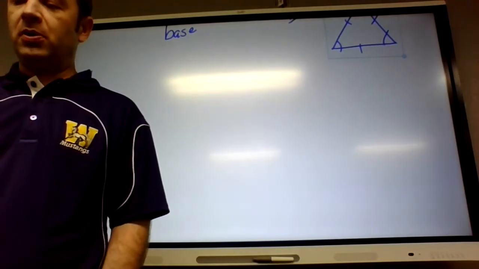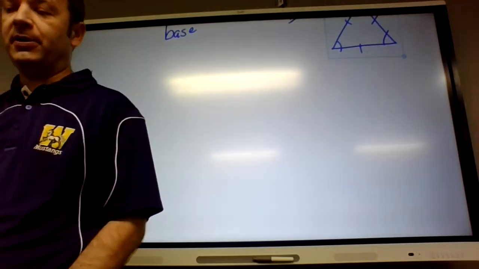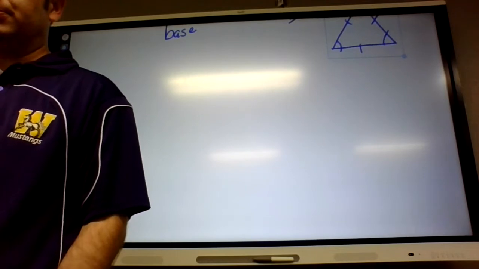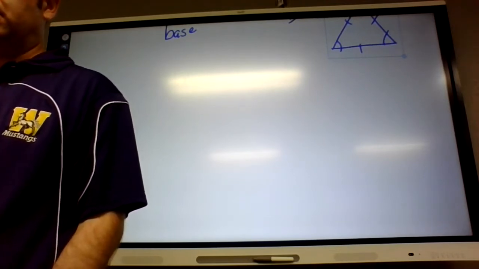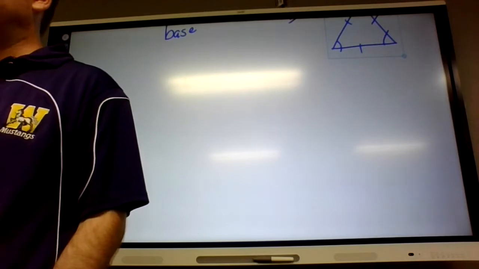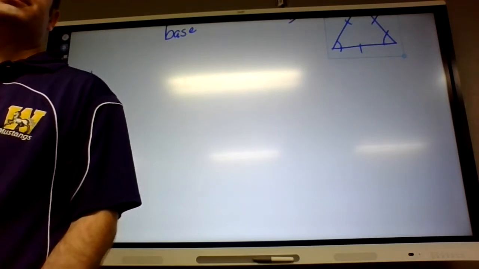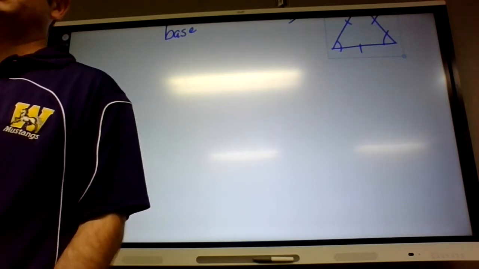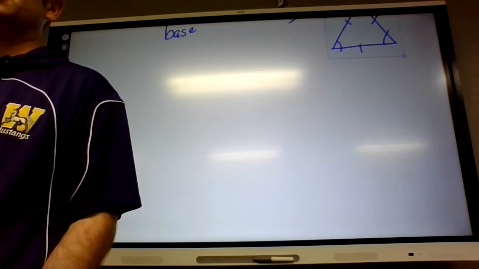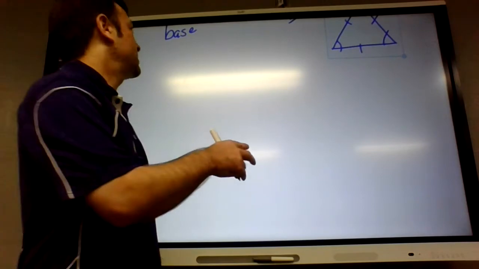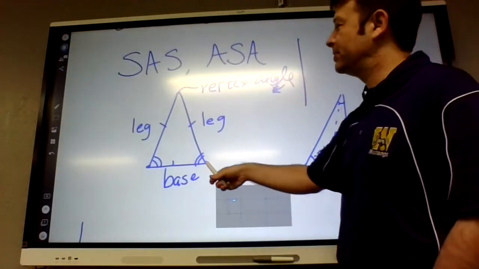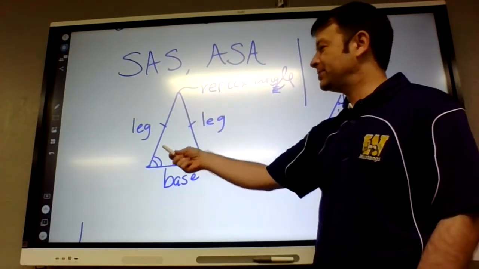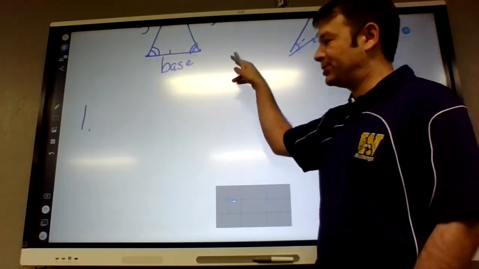Okay, on number one, what kind of triangle do we have over there on the right? Isosceles. So what do we know if that's an isosceles triangle? What did we just talk about? Besides having two equal sides, what else do we know? The base angles are congruent. Remember that? Isosceles triangle, base angles are congruent. It's called the isosceles triangle theorem.